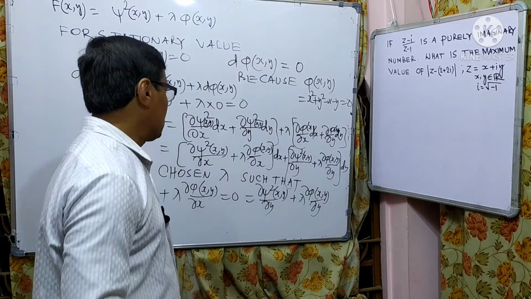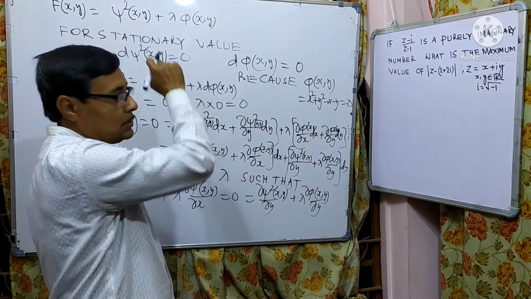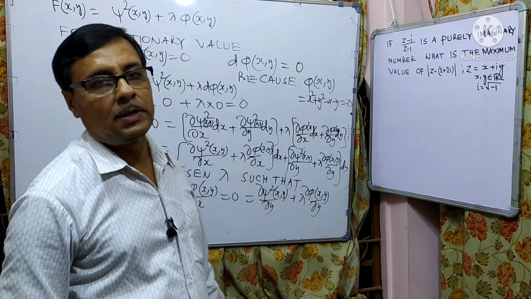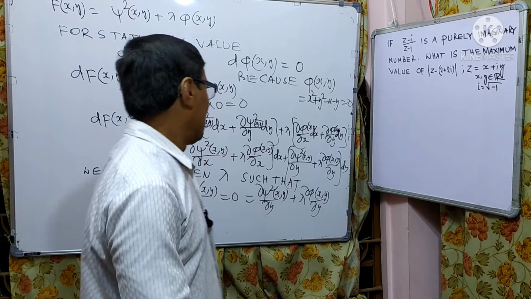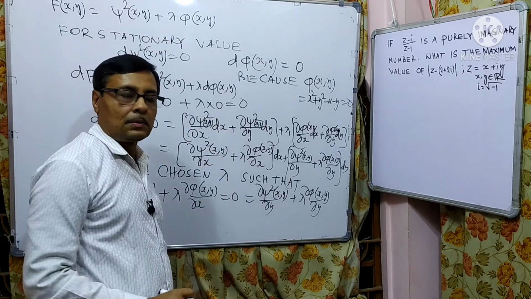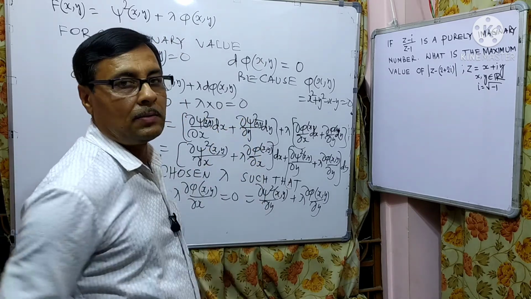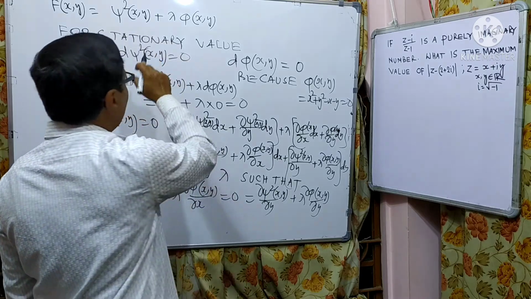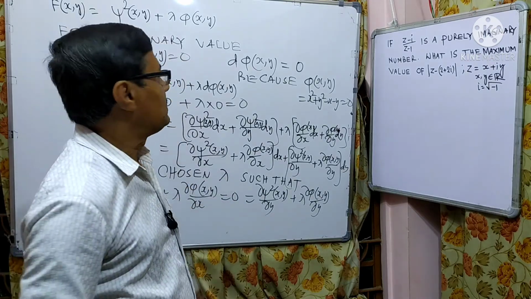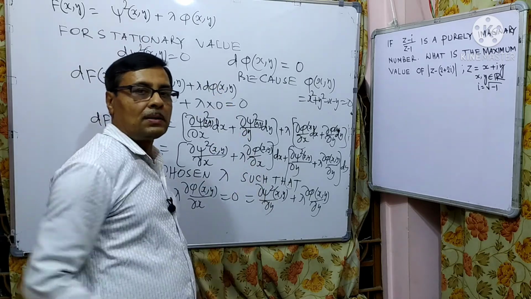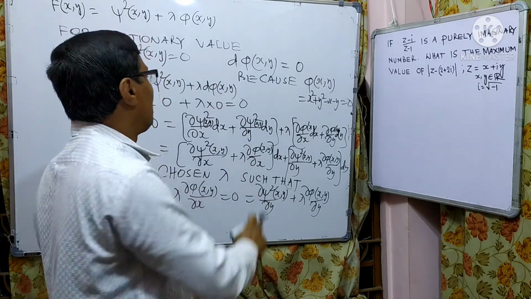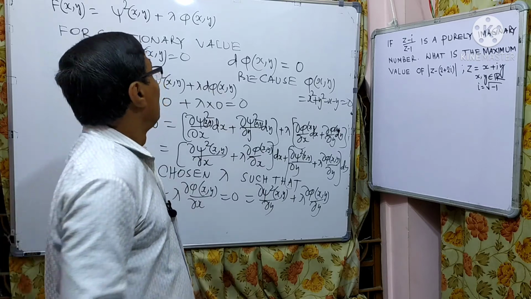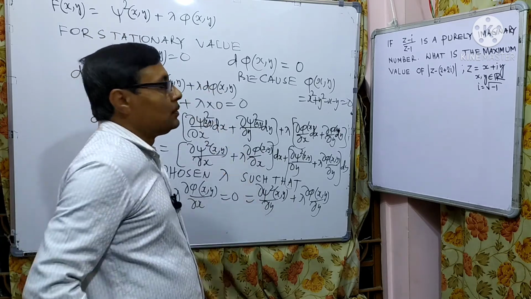These are equal to 0. We have chosen lambda in such a way that the coefficients of dx and dy are separately 0, that is, the coefficients of dx and dy are simultaneously 0. This is the rule of the method of Lagrange multiplier, by which we are going to solve.